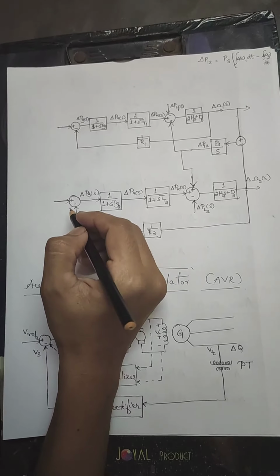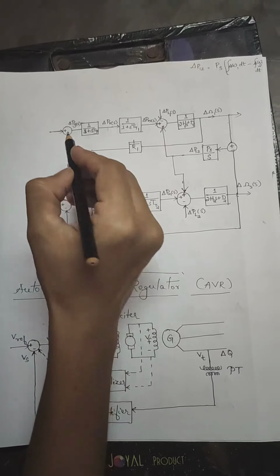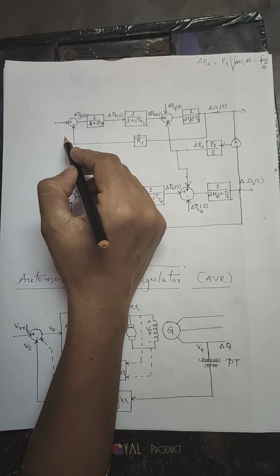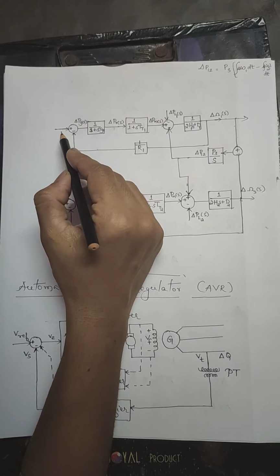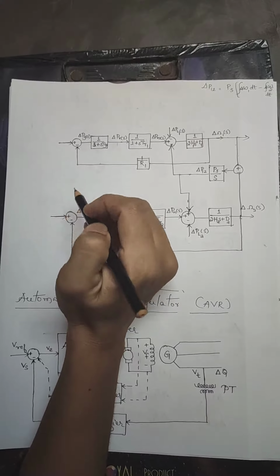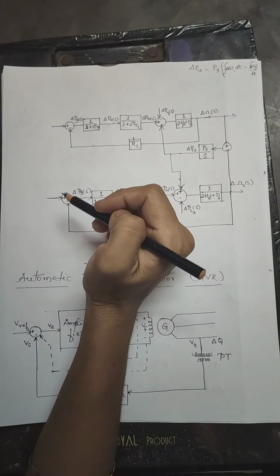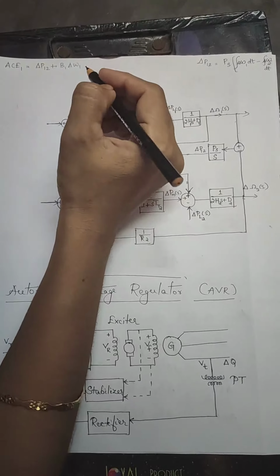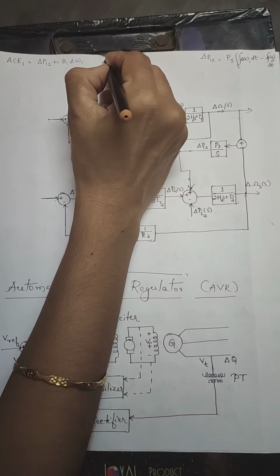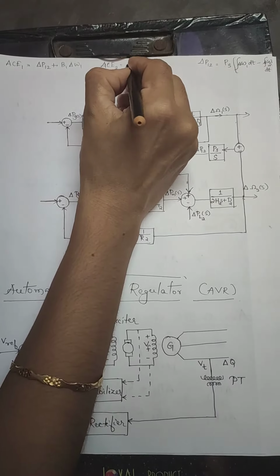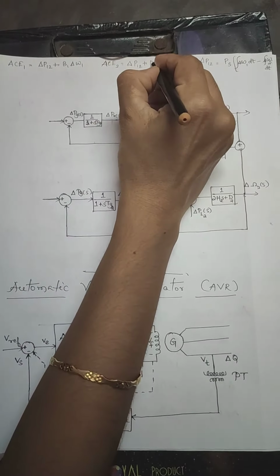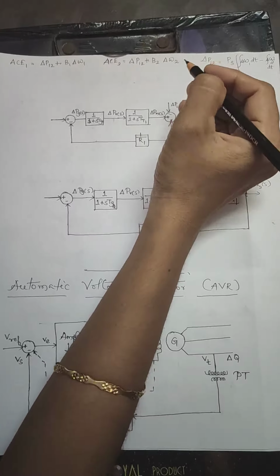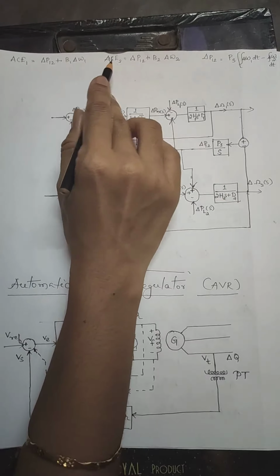delta P reference. So we have already said that the area control error is calculated and the integrated value of area control error can be fed as the reference power signal to both the areas. So we know that area control error for area 1 is delta P12 plus B1 into delta omega 1, and that for area 2 is delta P12 plus B2 into delta omega 2. So let us obtain area control error 1 and 2.